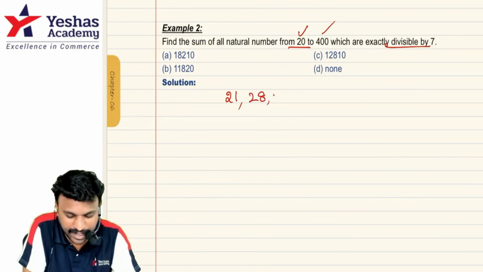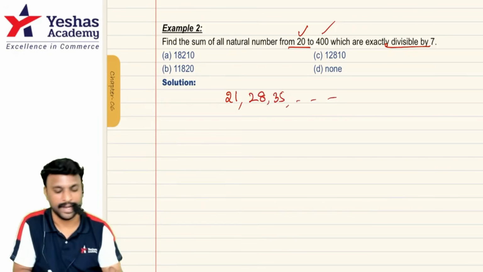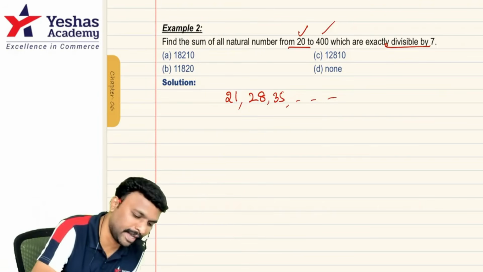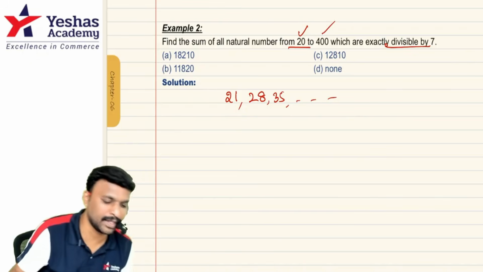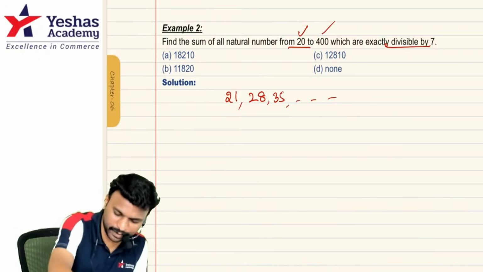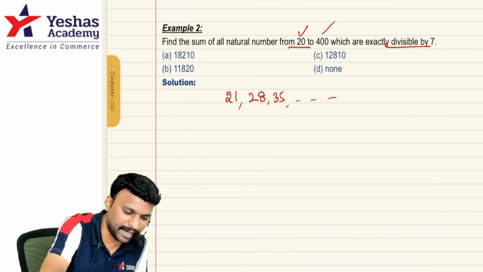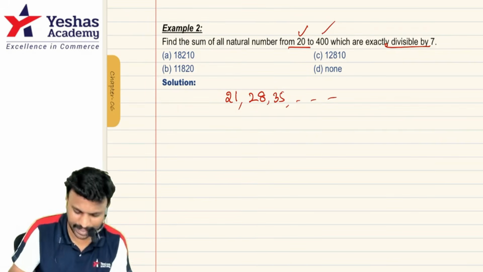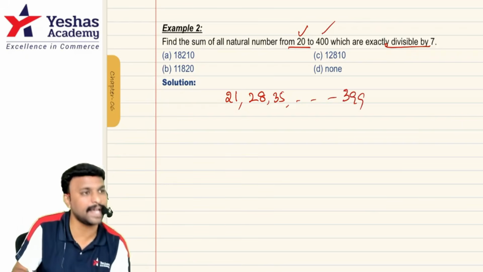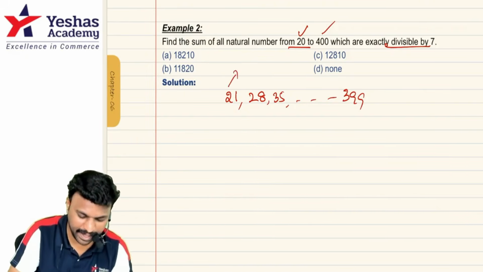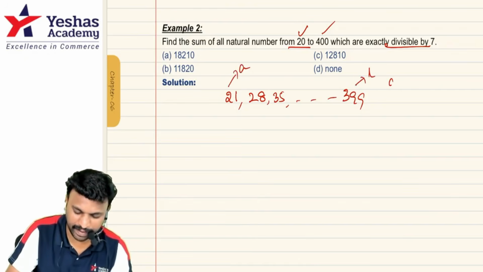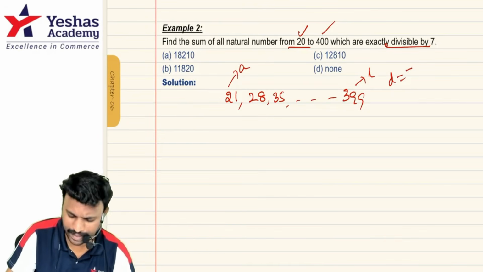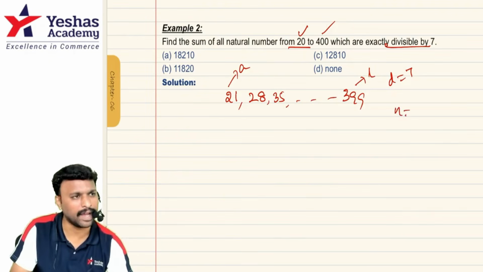21, 28, 35, and so on. Tell me, is 400 divisible by 7? How do you check? Type 400 by 7. Is it? No. There's one number before that: 399 divided by 7. Trial and error you have to do. Is it completely divisible? Yes. So 399 is the last number. I have A, I have L, I have even D. What is D for this? 7.